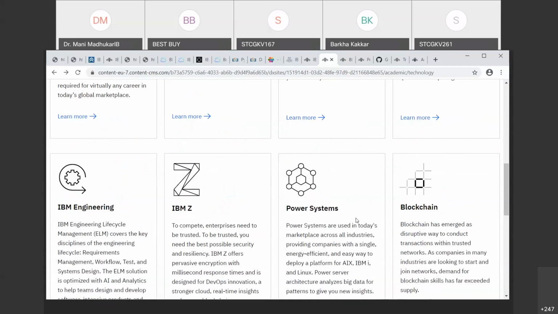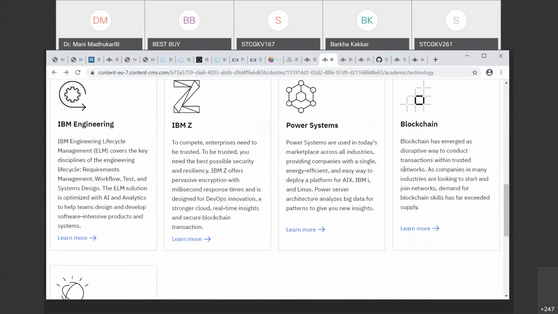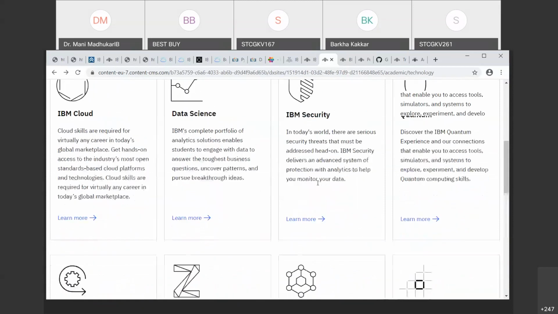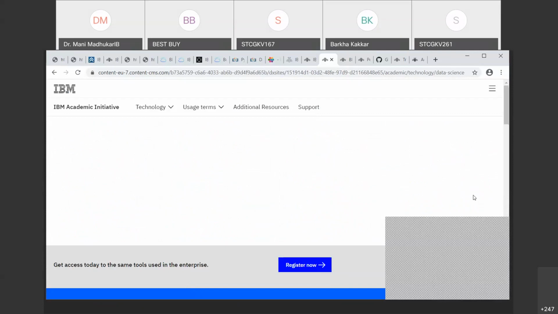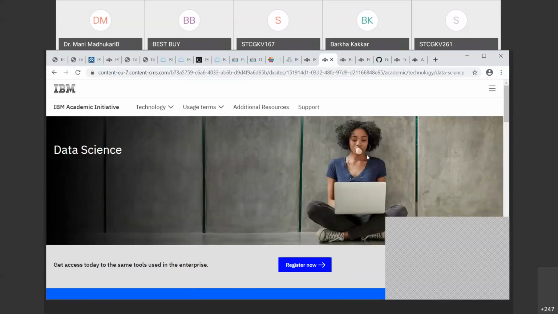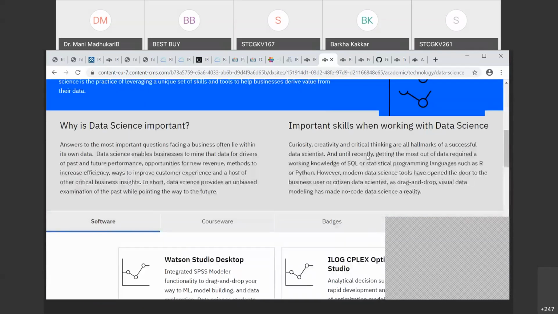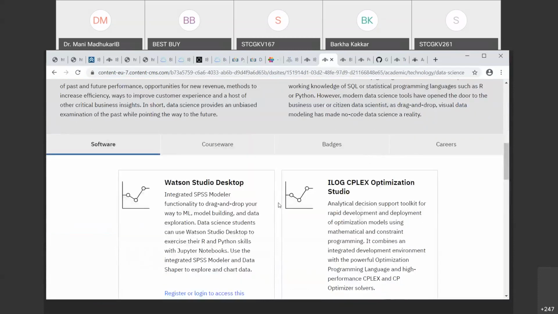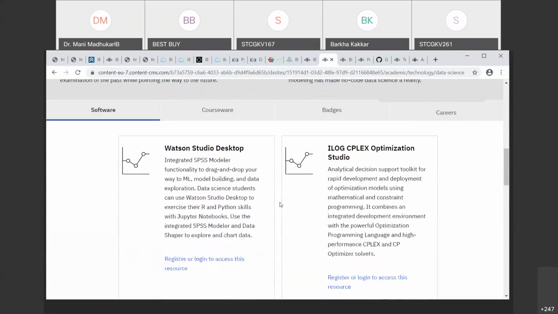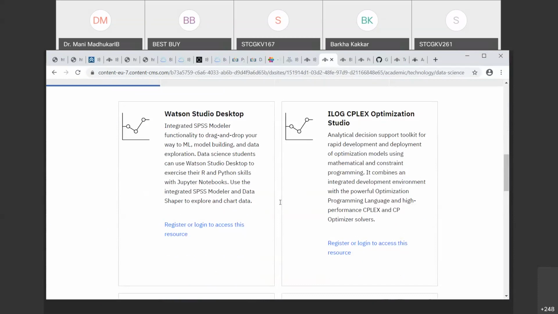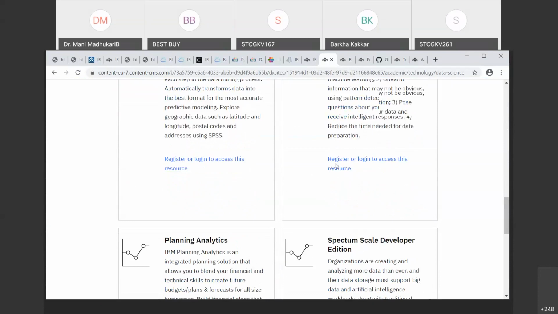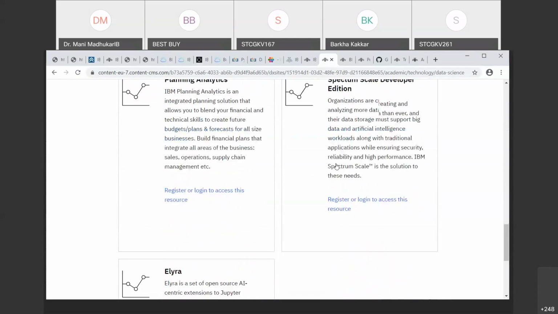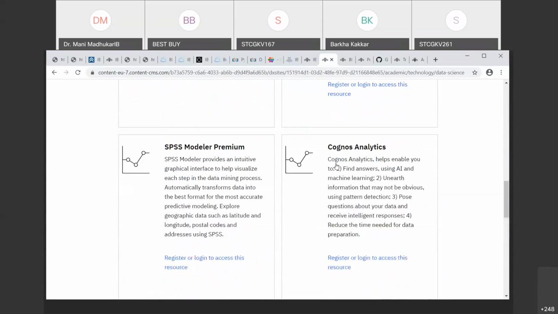Now, what is offered here? Let me show you. Maybe, let's say, in case you want to learn data science, let me just click on learn more. Okay, and let's see what we get. So in case you are registered here, what do you get by registering? One is you get a lot of software free of cost to download from here. Software like iLog, like SPSS Modeler, like Cognos Analytics, a lot of them, hundreds of them actually, which you can download for free from here.